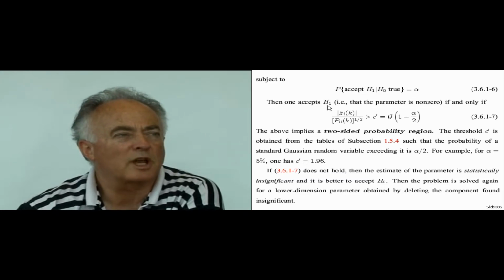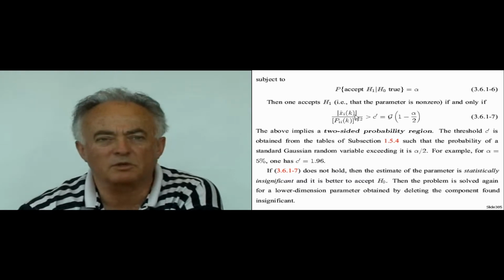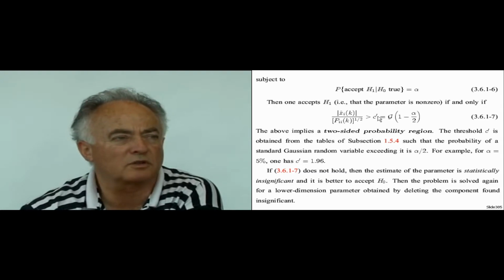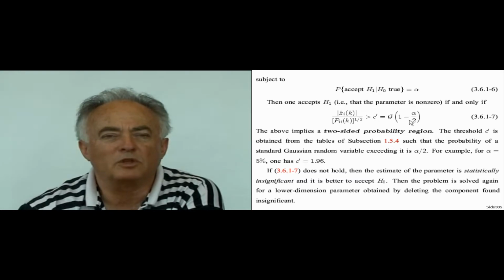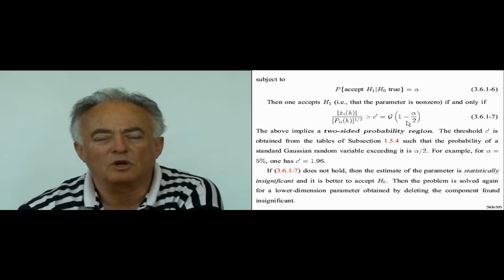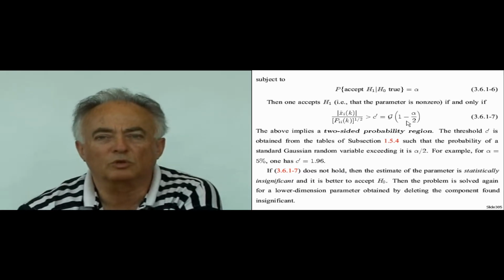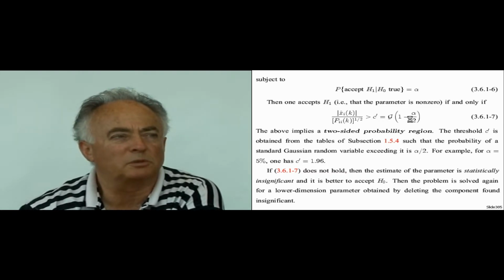In this case, we would accept H1, namely that the parameter is non-zero, if and only if the magnitude of the value of this estimated parameter divided by the standard deviation associated with this estimate is above some constant c prime, which would be obtained again from the tails of the Gaussian density. Now we cut alpha over 2 on each side. So a total probability, because we don't know whether it's positive or negative, total tail probability will be alpha.